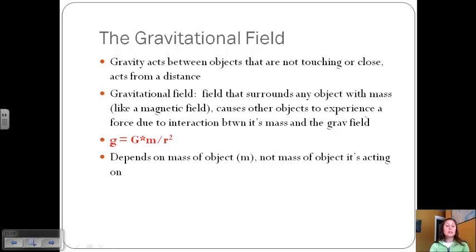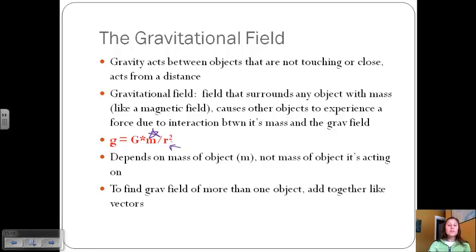This gravitational field depends on the mass of the object itself, not the mass of the object it's acting on. So if we're talking about Earth's gravitational field, then this mass would be the mass of Earth. And then our R would be the distance from Earth to whatever object is experiencing the gravitational field of Earth. To find the gravitational field of more than one object, we would just find the gravitational field of each one and then just add them together like vectors.